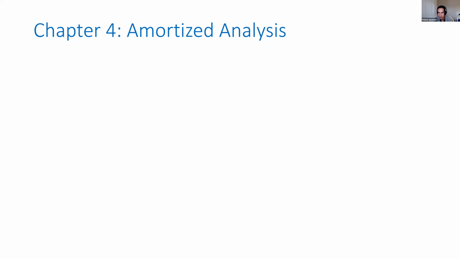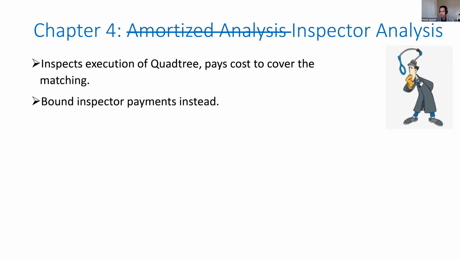But what we're actually going to call this is something slightly different. We're going to call this the inspector analysis. The reason is it's a kind of amortized analysis, but maybe a slight riff off of it. The idea we have in mind is you have some inspector who's watching the quadtree execute, and the points going through the quadtree. And the inspector has total knowledge of the optimal matching and whatever else knowledge you want to give him.